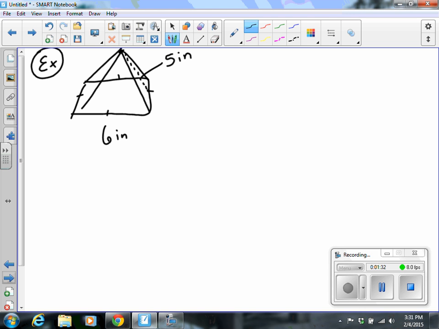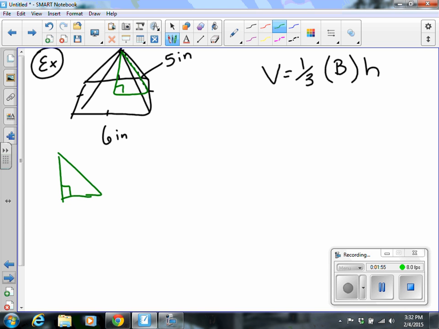First thing to notice in this example, I'm given my slant height, and I don't want my slant height for my volume. I want the perpendicular height. So in order to find that, I'm going to have to use the Pythagorean theorem. I know that this bottom part of the base of the triangle is 3. My hypotenuse is 5. I can use the Pythagorean theorem to solve for my height. Some of you probably already know this. This is a Pythagorean triple. My height is 4.